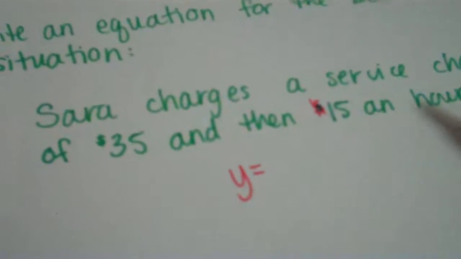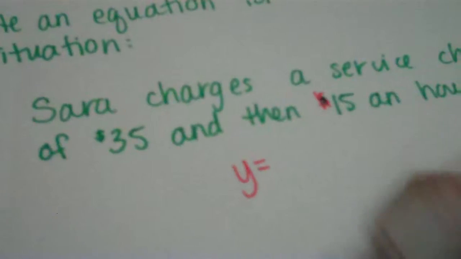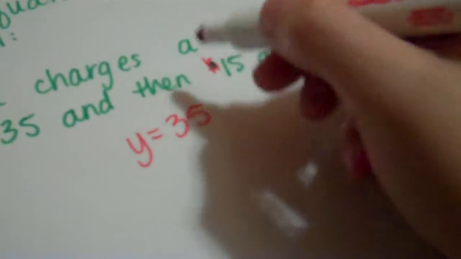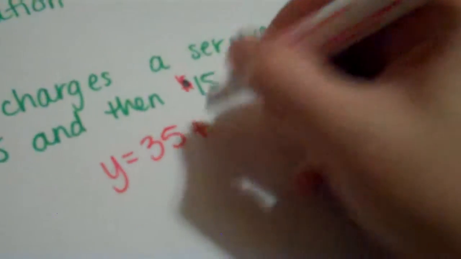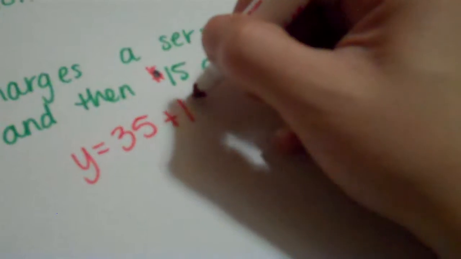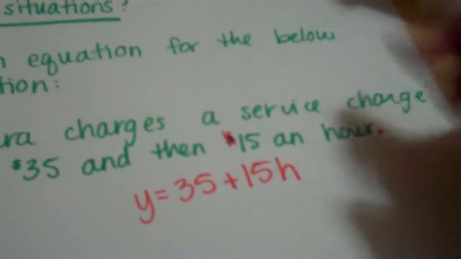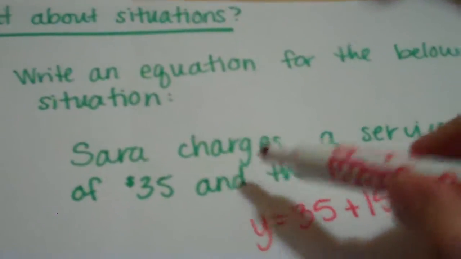Okay, y equals. Sarah charges a service charge of $35, which basically means no matter what, she's charging $35. And then, on top of that, she's charging $15 an hour. So we'll put plus $15 an hour. You can put 15x or 15, I'm going to put h, but you can put whatever. It doesn't matter. Okay? This is pretty simple. So that's the part that you should know.